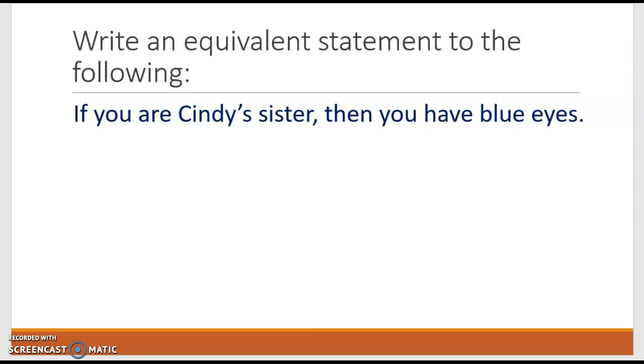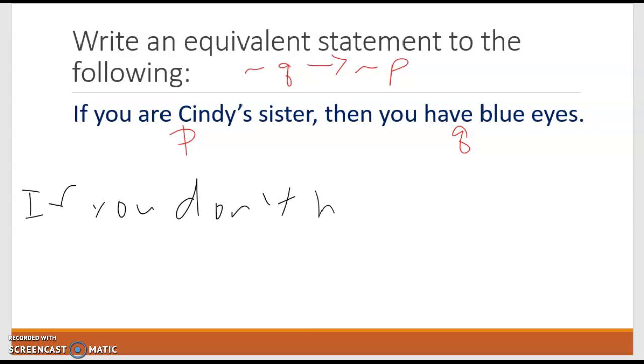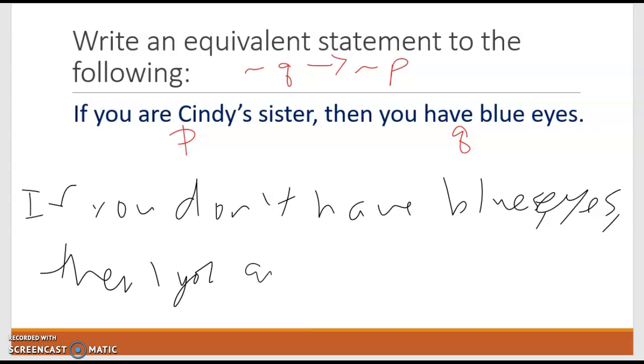We're going to write an equivalent statement to the following. If you are Cindy's sister, then you have blue eyes. Okay, so this is an if-then. If P, then Q. So remember, our contrapositive is if not Q, then not P. So if we go ahead and type it, not Q, so we're negating: if you don't have blue eyes, then you are not Cindy's sister.